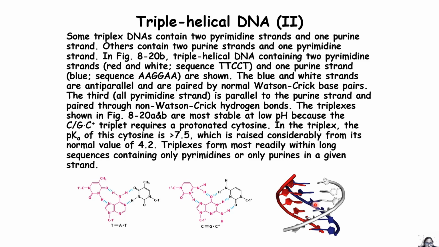The triplexes are mostly stable at low pH because the CGC+ triplet requires a protonated cytosine. In the triplets, the pK of this hydrogen is 7.5, which is raised considerably from its normal value of 4.2. And triplexes form most readily within long sequences containing only pyrimidines or only purines in a given strand.